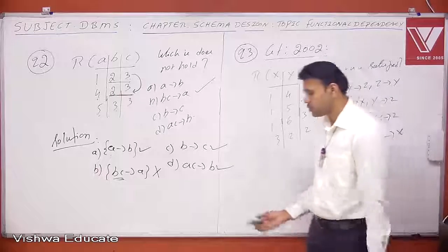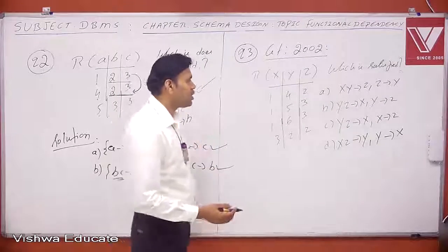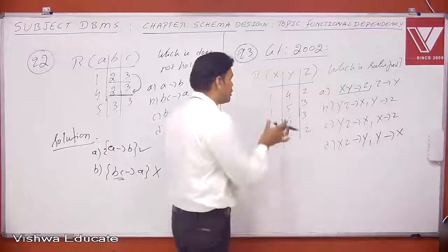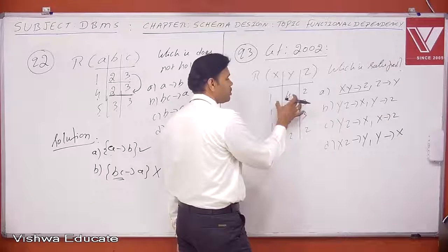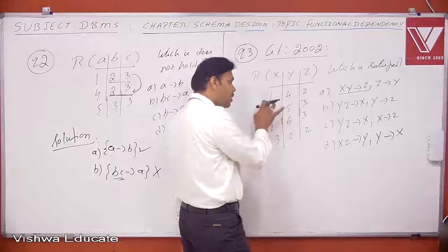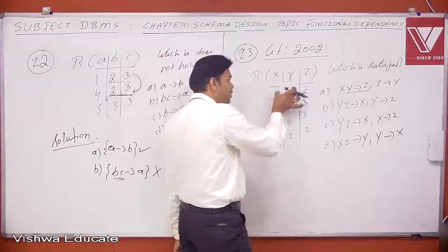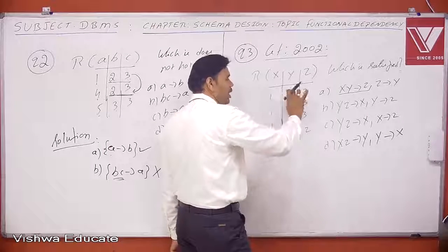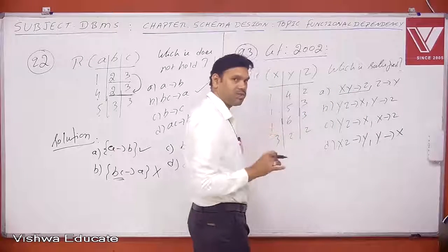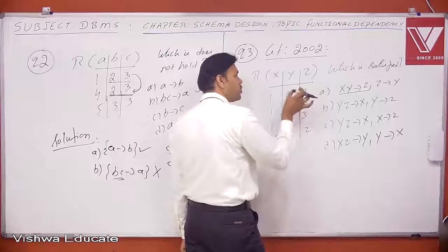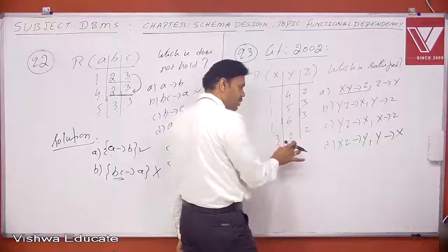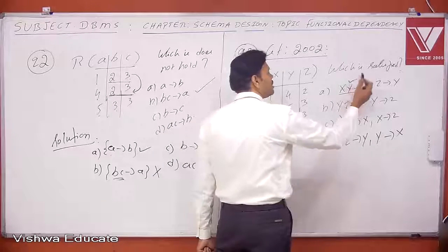Now how to solve this problem, in a simple manner. Option A, XY to Z. XY is the determinant. 1 4, no problem, unique value. 1 5: unique or redundant? Unique value. Don't look at X alone and don't look at Y alone. You have to take the combination because XY is the determinant for us. So 1 4 and 2 is given, 1 5 is unique, 1 6 is unique, 3 2 is also unique. Hence this is satisfied.